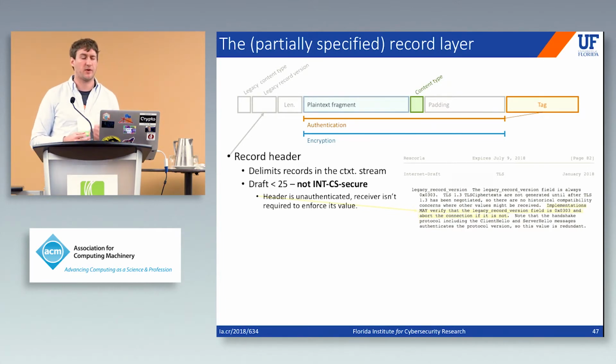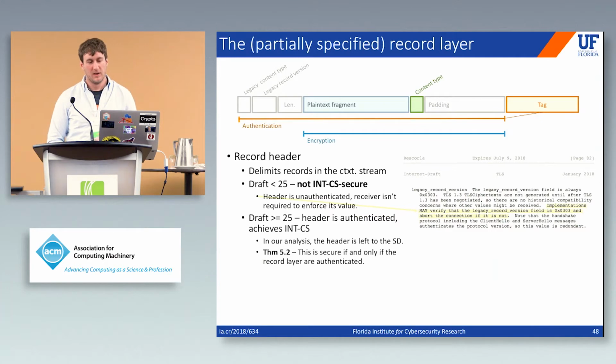But in order to achieve our strong notion of ciphertext integrity, all bits output by the sender need to be authenticated. As a result, TLS 1.3 prior to draft 25 isn't secure in our model. But this is somewhat counterintuitive, I think, because the structure of the record header, and in fact, the manner in which ciphertexts are delimited in the stream should be irrelevant to security.